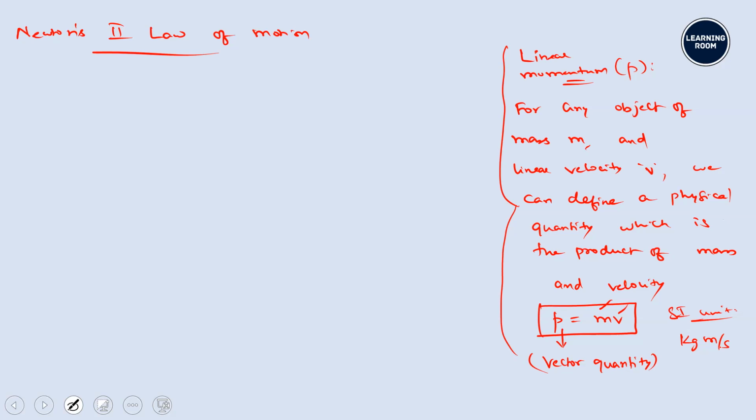Suppose you want to write the same thing in terms of CGS unit. How do you write it? You write it as gram centimeter per second. So kilogram will be replaced with gram, meter will be replaced with centimeter, second is going to remain the same. So gram centimeter per second is going to be the CGS unit of linear momentum.